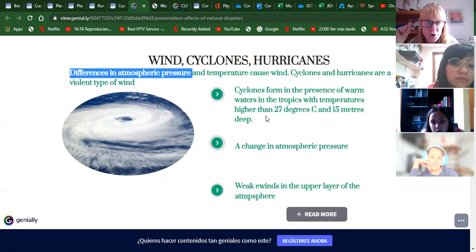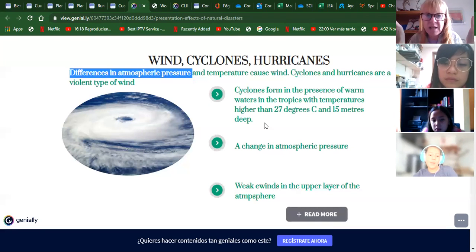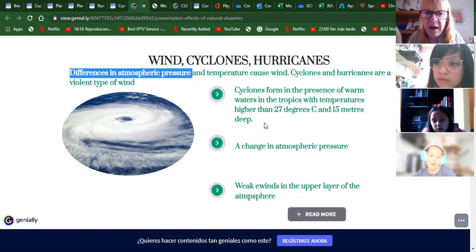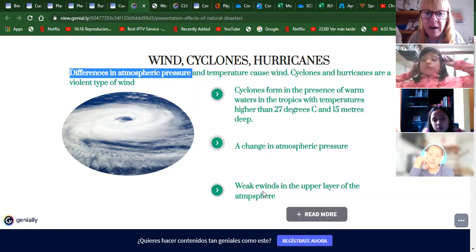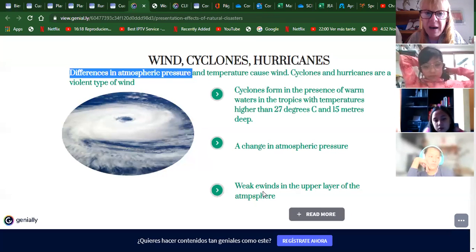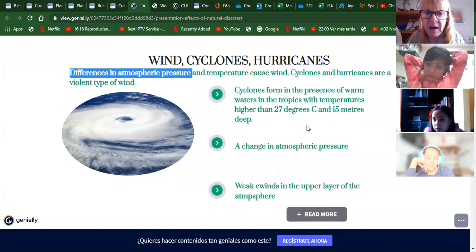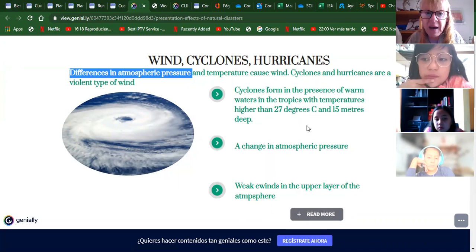Warm water from the sea, okay, evaporates. So there's a lot of evaporation, there's a lot of water, humidity, change in the atmospheric pressure, and winds in the upper layer start causing the rotation. Es una ocurrencia normal, pero cuando los océanos empiezan a calentar a causa de los cambios en las temperaturas climáticas, causa aún más evaporación, lo que causa más cyclones and hurricanes, okay?